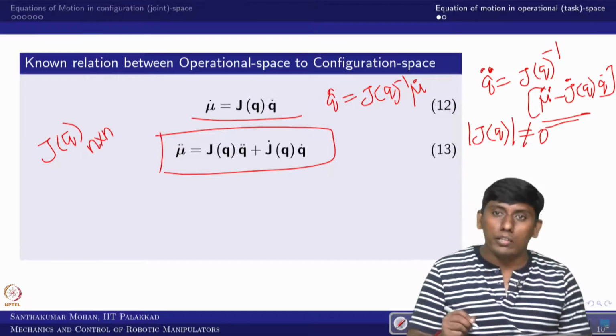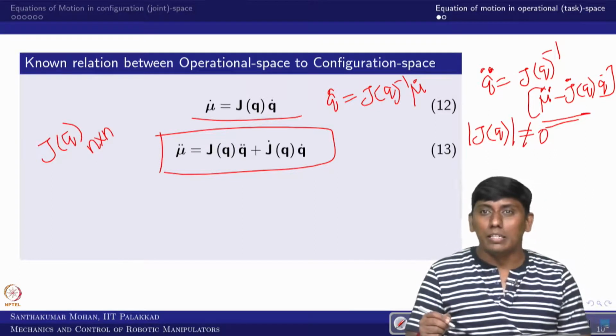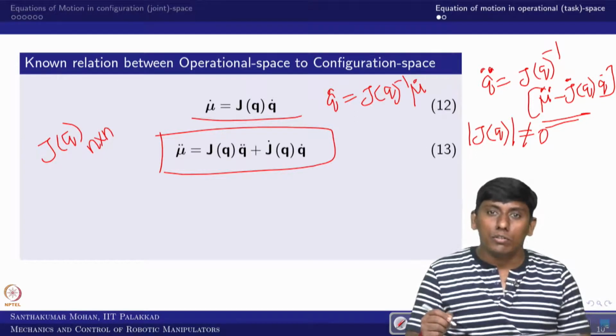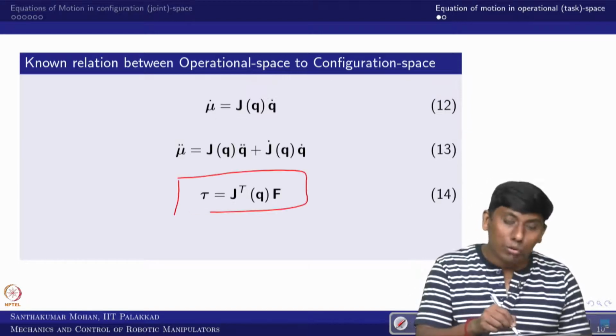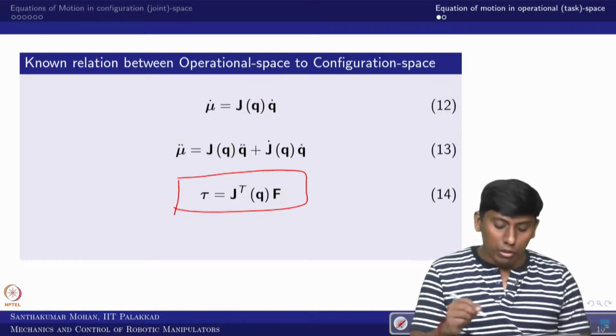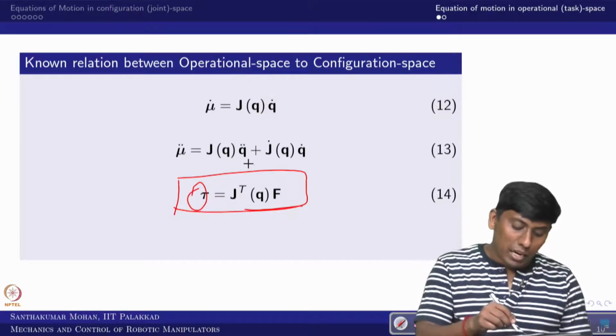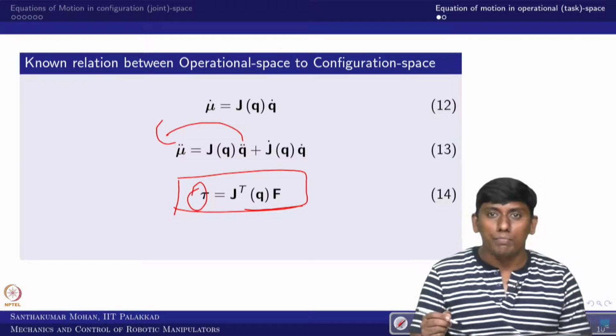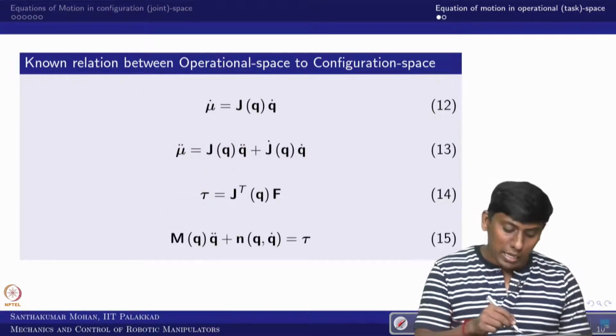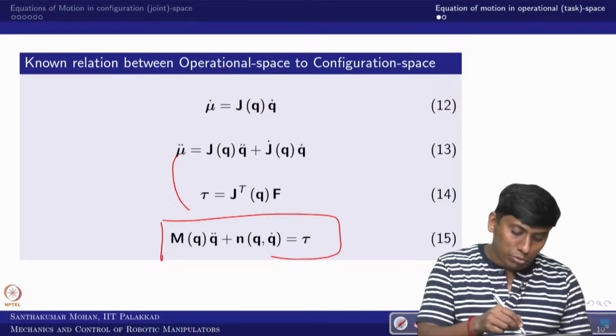If it is non-square, then you have to take the pseudo inverse of J. That we have already seen in the differential kinematics. Now we have this equation, and this equation we already know from the statics. So now we can use this again. Tau I can substitute, and q double dot I can substitute in terms of mu double dot and mu dot. That is what we are taking: this equation, and going to substitute in this form.